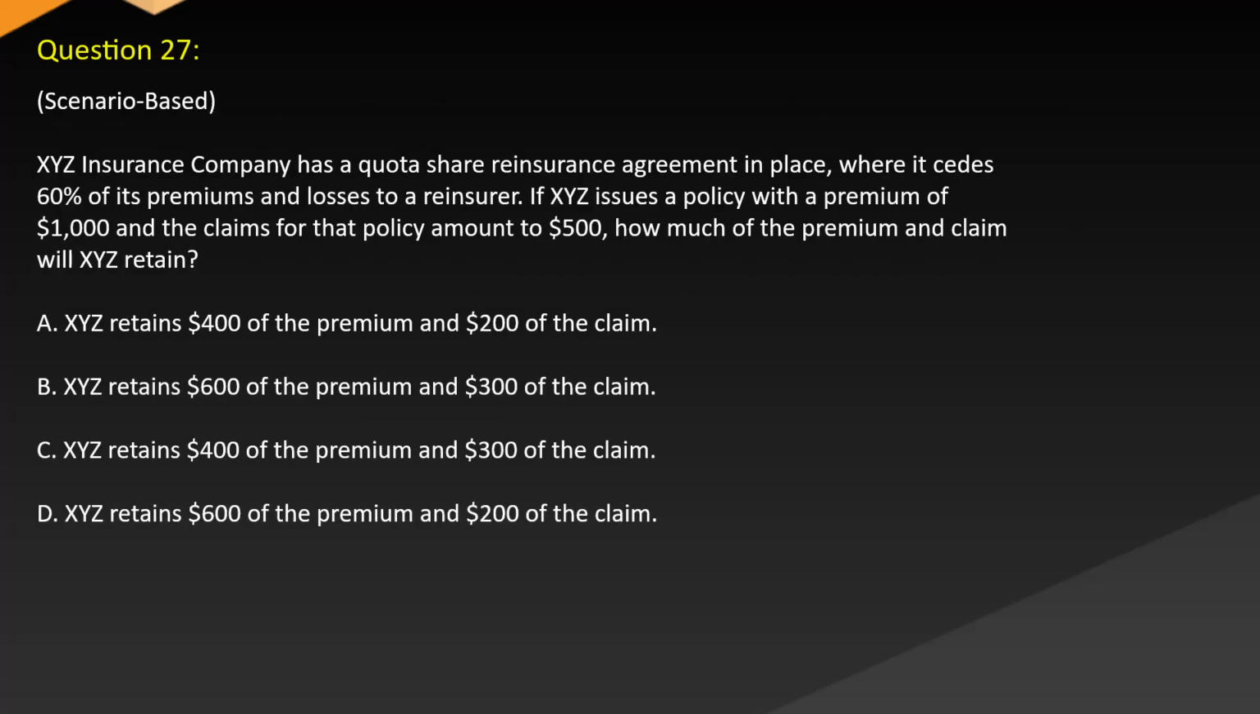Question 27. Scenario-based. Zai's insurance company has a quota share reinsurance agreement in place where it cedes 60% of its premiums and losses to a reinsurer. If Zai's issues a policy with a premium of $1,000 and the claims for that policy amount to $500, how much of the premium and claim will Zai's retain? A. Zai's retains $400 of the premium and $200 of the claim. B. Zai's retains $600 of the premium and $300 of the claim. C. Zai's retains $400 of the premium and $300 of the claim. D. Zai's retains $600 of the premium and $200 of the claim.